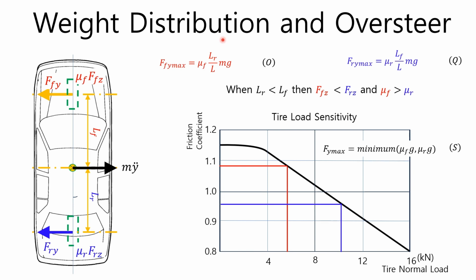This time, we will learn about the relationship between weight distribution and oversteer when the load on the rear wheels is greater than the load on the front wheels. In equations O and Q, if LR is less than LF, the rear wheel load is heavier than the front wheel load, and the friction coefficient is smaller in the heavier one, so mu R is smaller than mu F. Therefore, if you analyze by applying tire load sensitivity as explained earlier, you can see that the friction coefficient of the front wheel, shown in red, is large.